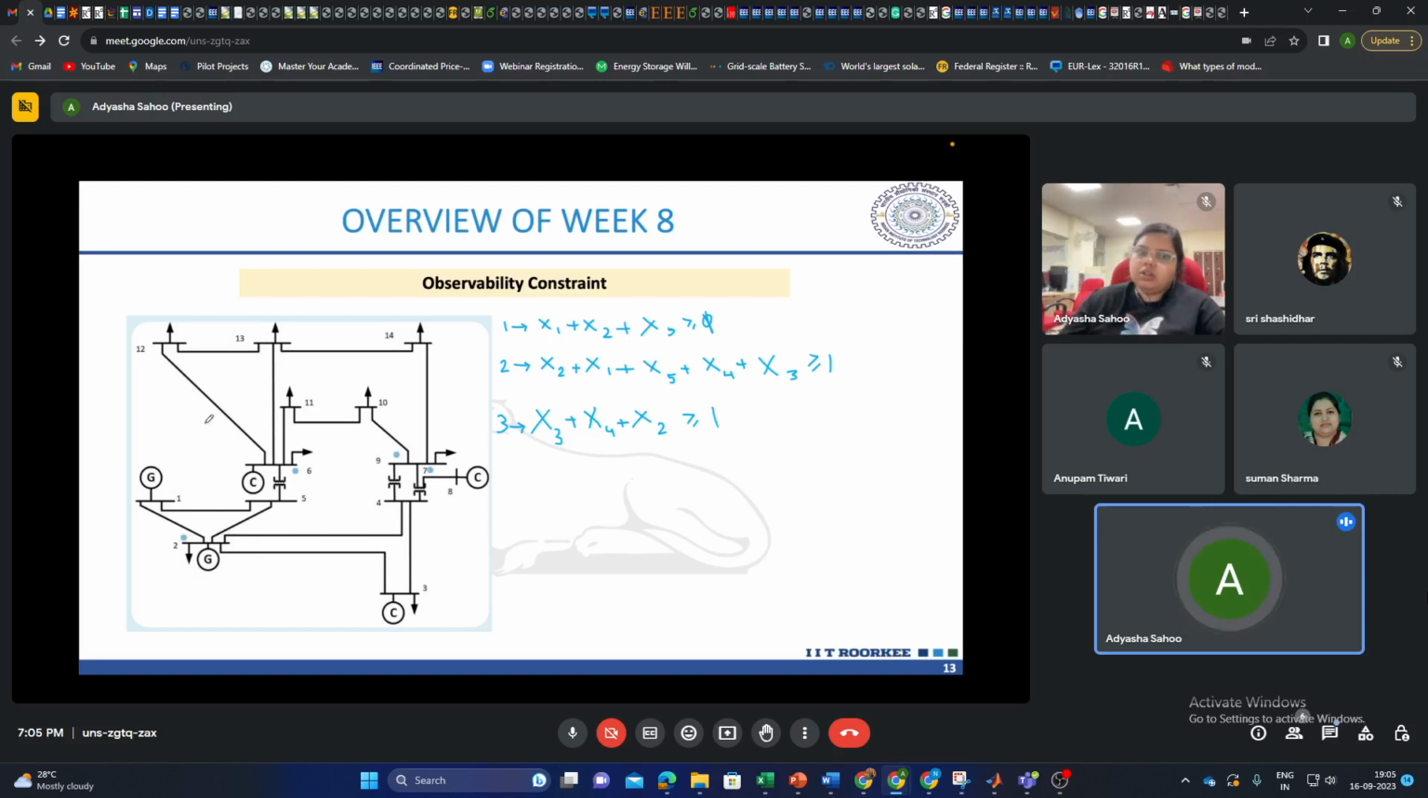So likewise you can write 14 equations like this. You will go from 1 to 14. For a 14 bus system, you will have 14 observability constraints. Greater than or equal to 1 indicates whether a PMU is installed or not. If we install a PMU at bus 3, then we can have the information at 4 and 2, or if we install at bus 4, then we can have information at 3 and 2. So this equation signifies that for this group of buses, if there is a PMU at any one bus, the rest of the values can be calculated for this group.